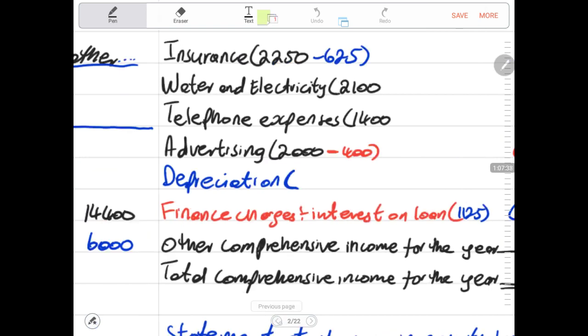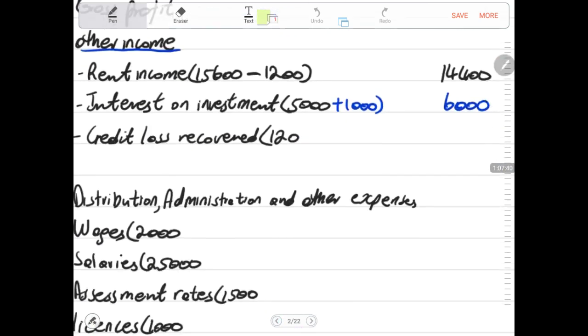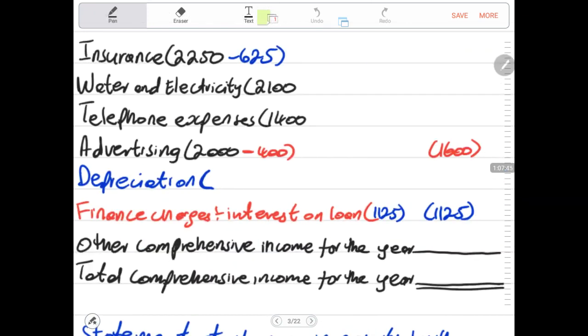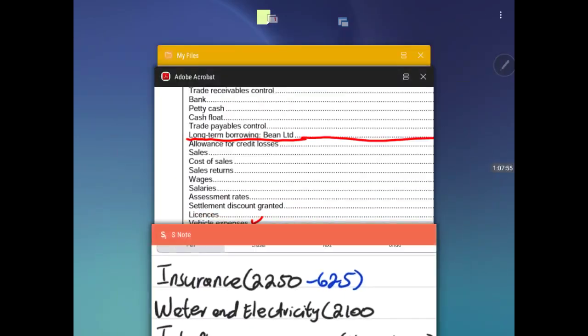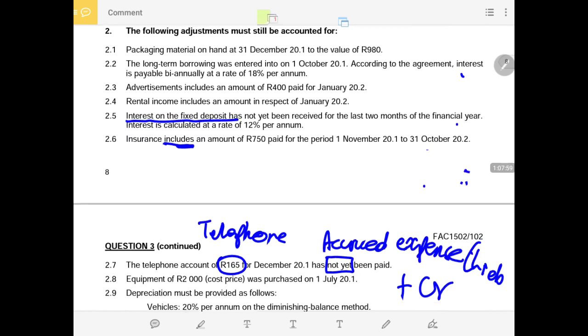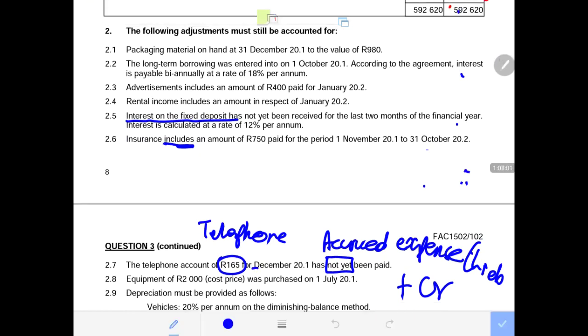And December, which year? December 2001, which is the year that we are dealing with. That means our telephone is underestimated by 165. We need to say plus 165 under our telephone account because the amount of 165 is for the current month, or for the current income statement, which is the month of December 2001, which is the current year. And we do need this amount because it belongs in the income statement of the current year.